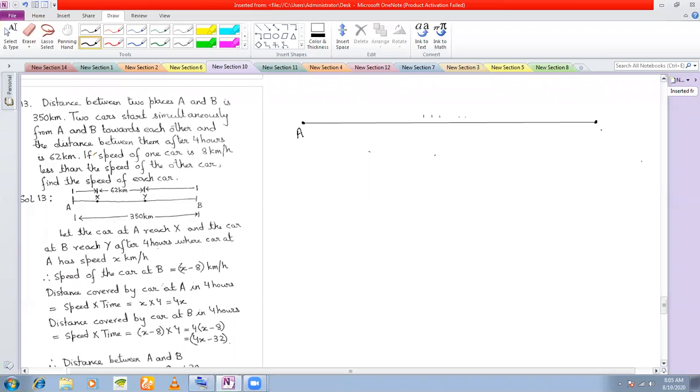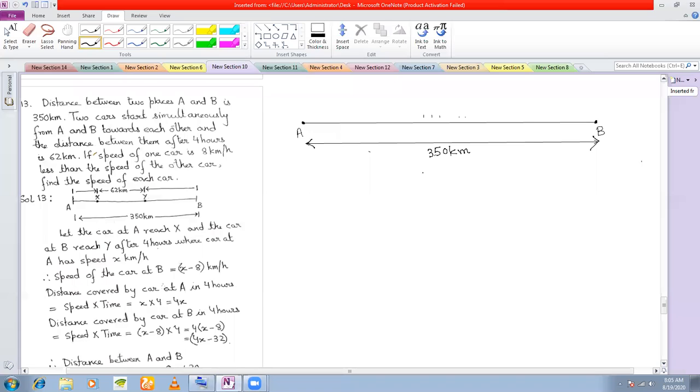You have the point A and you have the point B. Okay, distance between two places A and B is 350 kilometers. So clearly this distance is given to be how much? 350 kilometers. Okay, so mark this a little clearly. This distance is given to be 350 kilometers. This is distance between two places A and B.